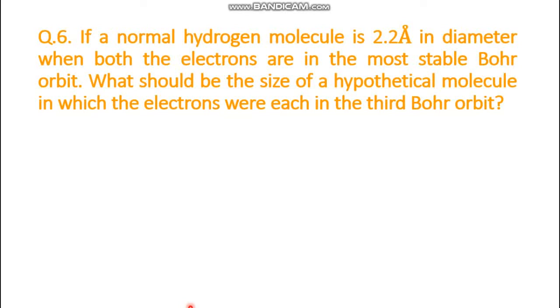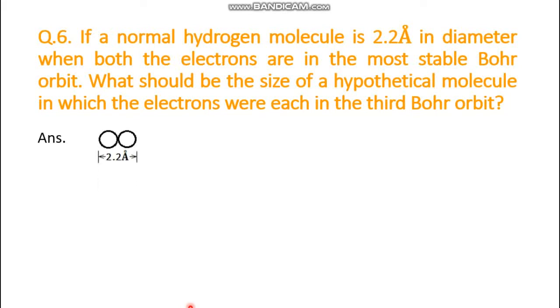This is: if a normal hydrogen molecule is 2.2 angstrom in diameter when both the electrons are in the most stable Bohr orbit, what should be the size of a hypothetical molecule in which the electrons were each in the third Bohr orbit? Did you understand this question? So the electrons are occupying the first Bohr orbit, so from that context it should have a certain diameter. It is 2.2 angstrom here. But if hypothetically they are occupying the third Bohr orbit, then what should be the diameter? That means you have to calculate the radius actually.